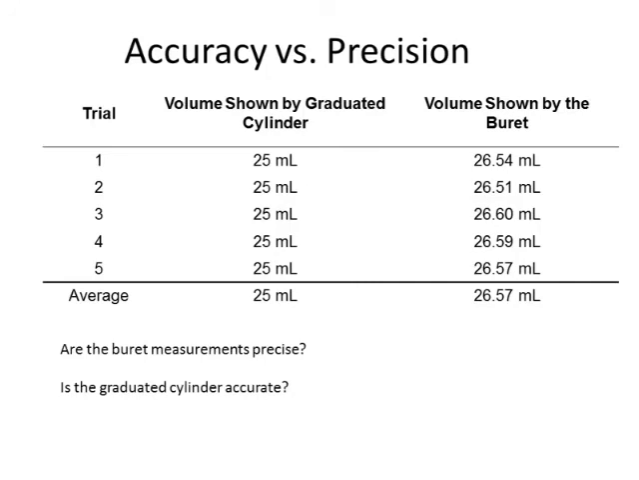So in looking at the burette measurements, they're all fairly close to each other, so I would say yes, they're precise. Now it'd be better to have a standard deviation calculated from those values to give us a better idea of that, but just in looking at them, they don't seem to be scattered too much beyond right around 26.5. In looking at the graduated cylinder being accurate, well, if the value of our measurement is 25 milliliters, then yes, it's accurate. However, if the value is closer to 26.5 milliliters, then no, it's not accurate.